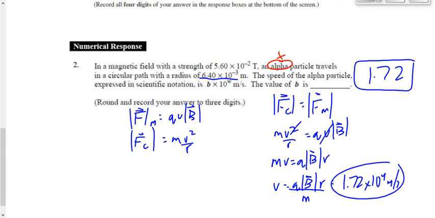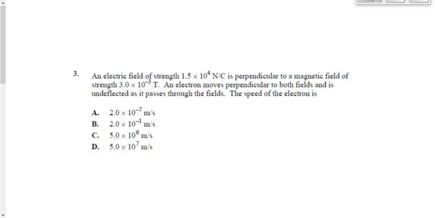And the next question, I think, is the last one. An electric field strength of 1.5 times 10 to the 4, perpendicular to magnetic field, so 3 times 10 to the negative 3. Electron moves perpendicular, undeflected. There we go again, right? Undeflected. Two fields have to balance. No, two fields never balance. Two forces need to balance. Good. In this case, it's going to be the electric force and the magnetic force.